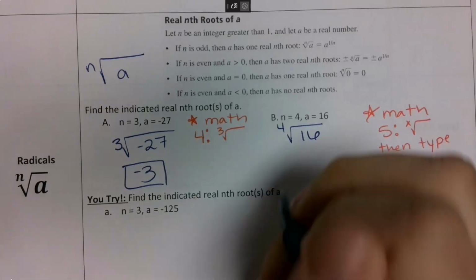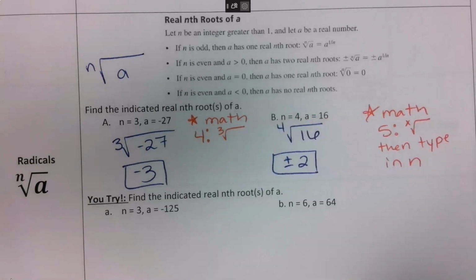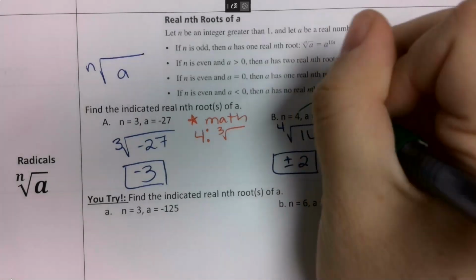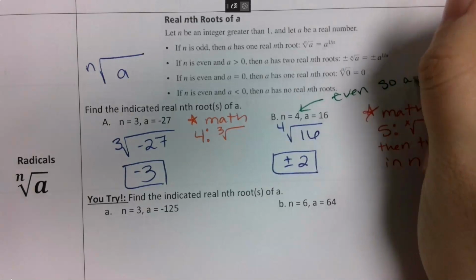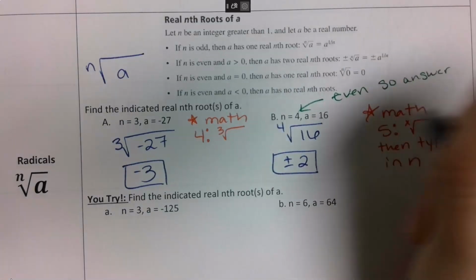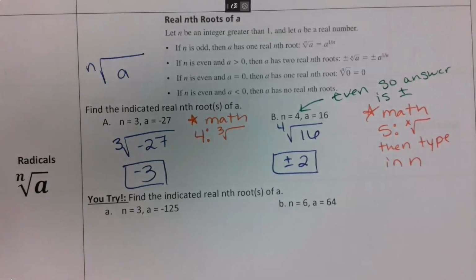So the calculator gives me 2, but I also want my answer to be plus or minus because n is even. So whenever my n is even, I have to have a plus or minus answer. If n is odd, I don't care, and it's just the sign it is.